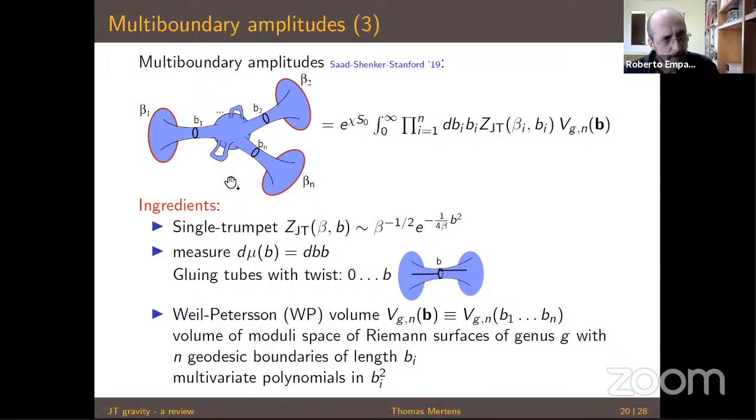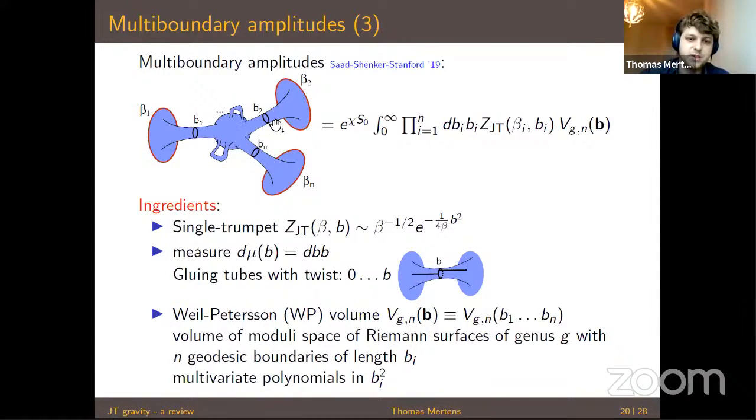But here the boundaries are geodesic. Right? These B's, these black boundaries here, these are geodesic, but the red ones, they're not geodesic. The betas are not geodesics. These are just asymptotic holographic boundaries that I have been talking about in the beginning. Okay, yeah, I should have said that actually.